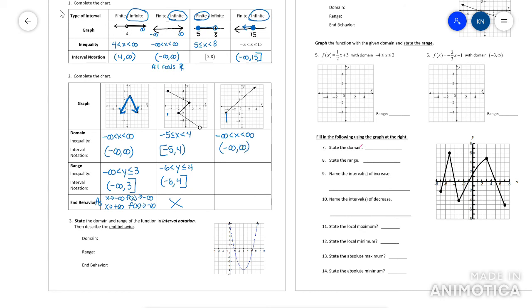And the range, this goes down forever and this goes up forever. So the range is all real numbers as well. Just make sure you put a y in there when you're talking about range.